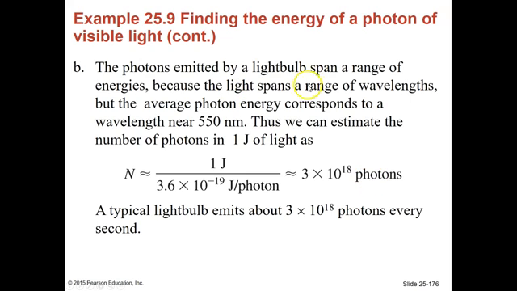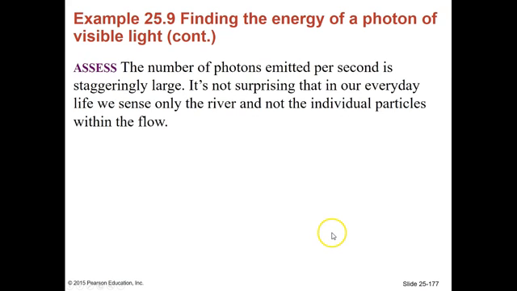The photons emitted by a light bulb span a large range of energies, but because light spans a range of wavelengths, the average photon corresponds to something near 550. So we can estimate that if I have 1 joule of light, at about 3.6 times 10 to the negative 19th joules per photon, you get about 3 times 10 to the 18th photons, and that comes at you every second. So lots of photons hit you every time you look at a light bulb.